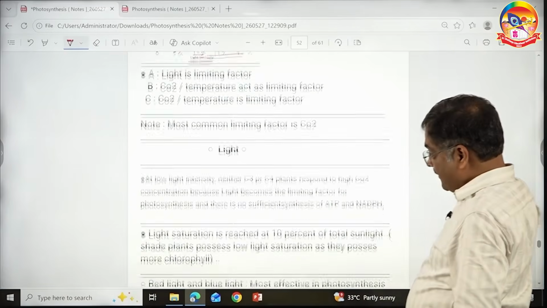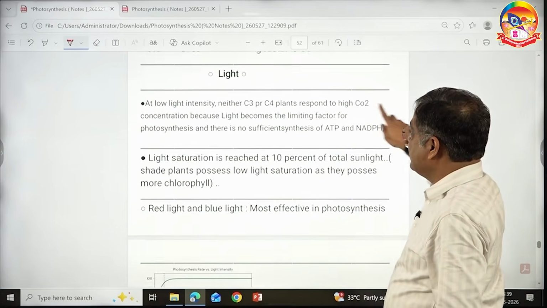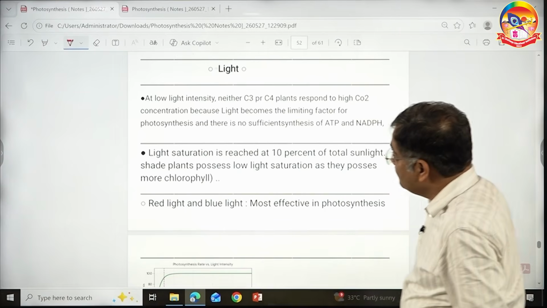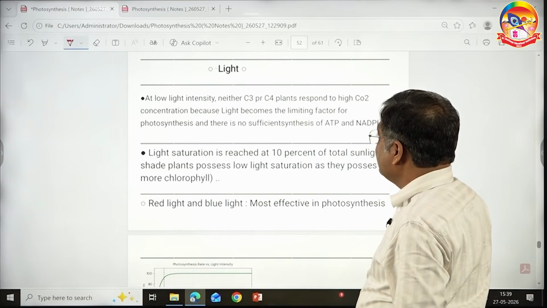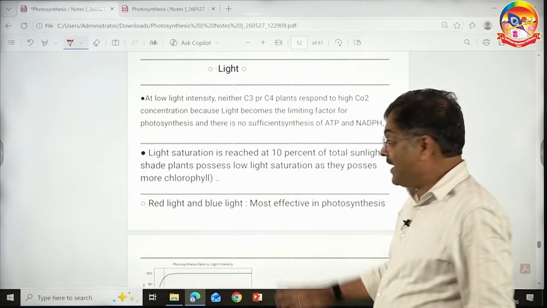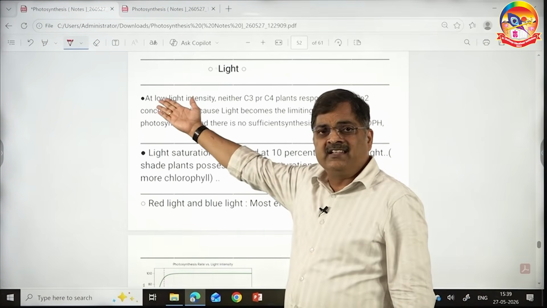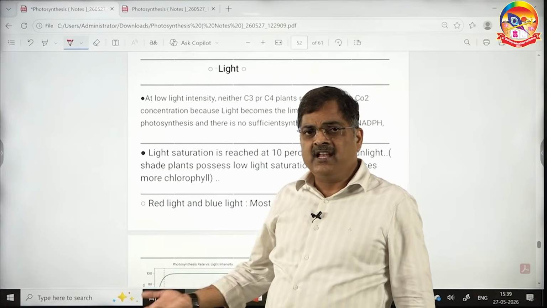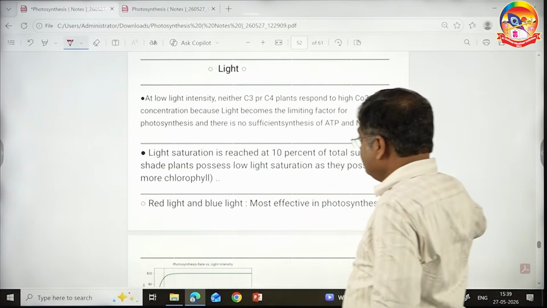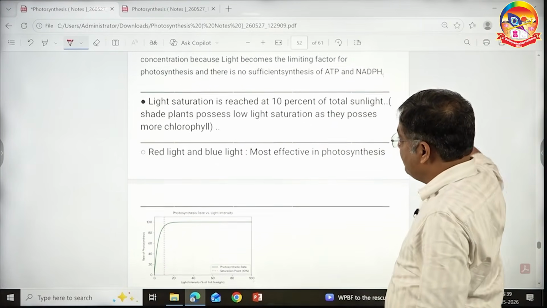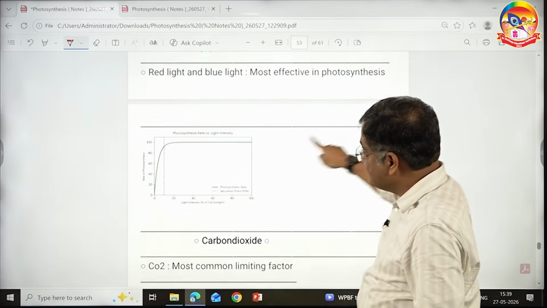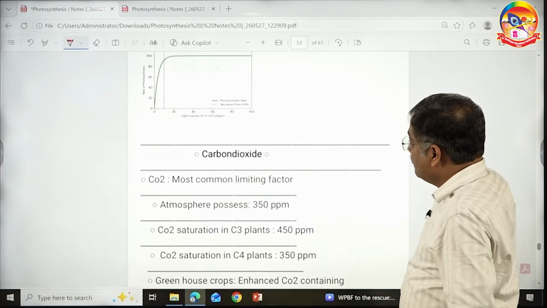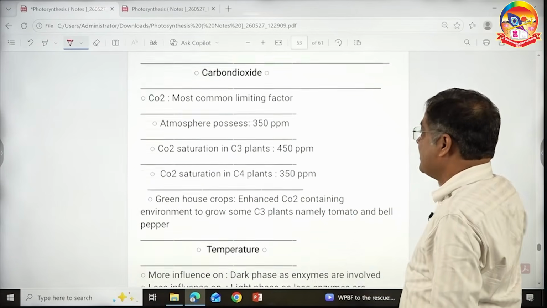Nice, I explained nicely. All right, now at low light intensity, C3 and C4 plants do not respond to high CO2 concentration. At low light intensities, neither C3 nor C4 plants respond. At low light intensity, there is no ATP and NADPH2. There is no synthesis of ATP and NADPH2. There is no dark phase. Light saturation is reached at 10%. We already discussed red light and blue light, this is 10% saturation. Beyond 10%, there is no further rise. The most common limiting factor, CO2, we already discussed.